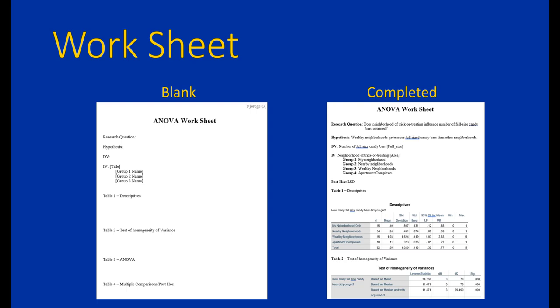Next, we need to copy over the tables from Part 3 that were in the analysis. Table 1 is our descriptives table. Table 2 is our homogeneity of variance table. Table 3 is our ANOVA table. And our last table, number 4, is our multiple comparison or post hoc table.